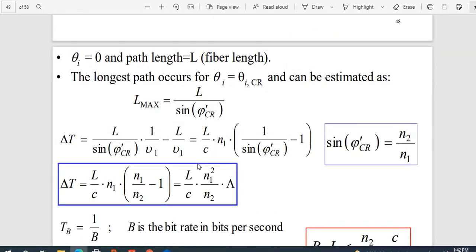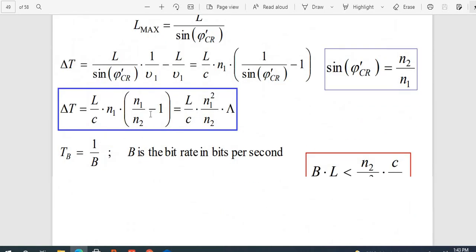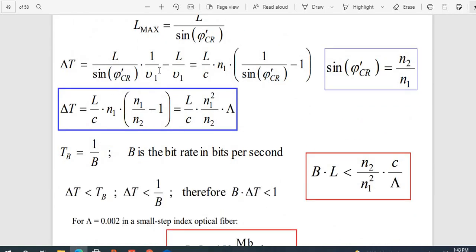Similarly, what is this theta i? Suppose the angle of incidence is 0 and the path length will be L. Then the longest path occurs at theta i equal to theta i critical. So L maximum is equal to L by sin phi of CR. This is the formula, students, to get the maximum effective length of the fiber. So delta t, if you want to find out, is L by sin phi of CR into 1 by mu 1 minus L by mu 1.